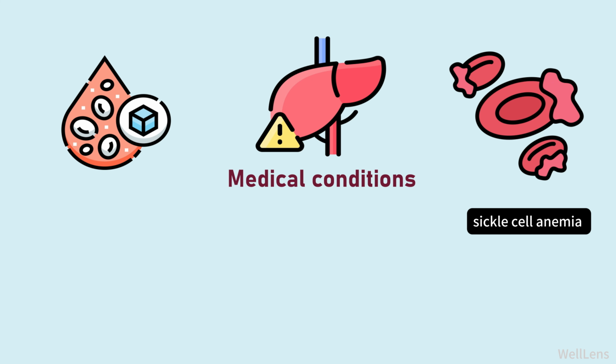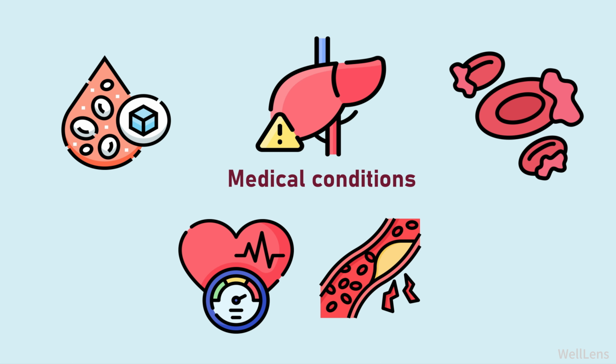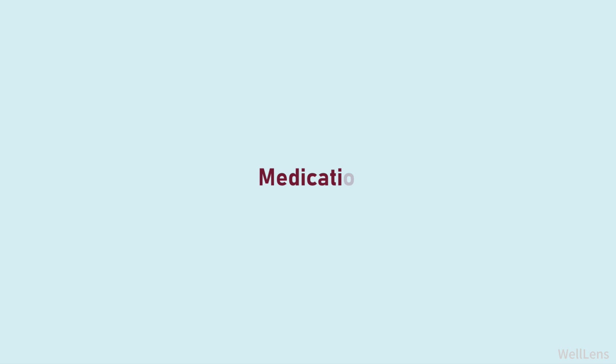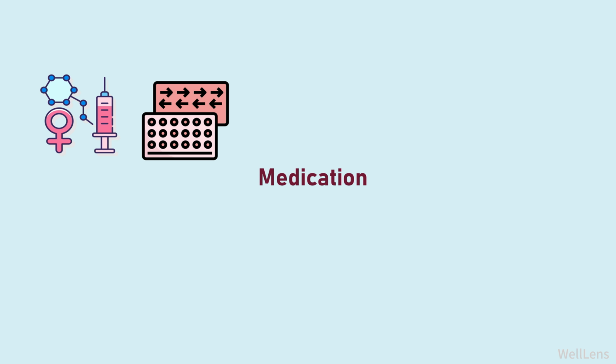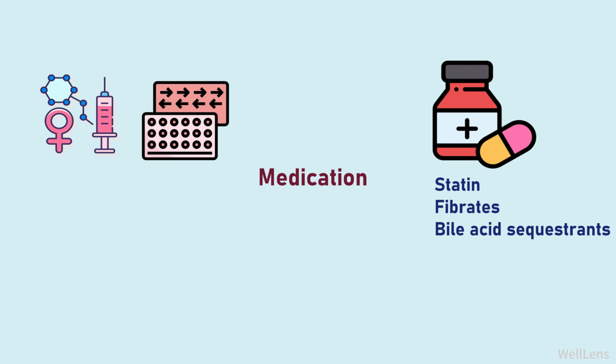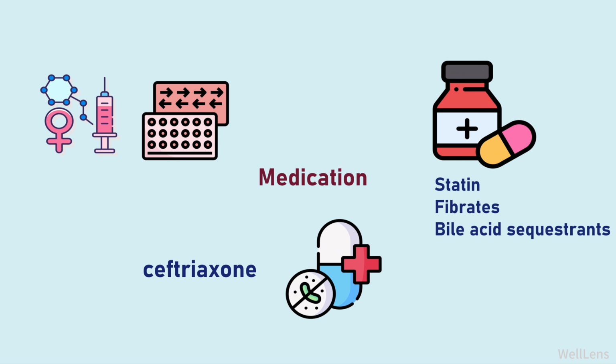Hemolytic disorders. Conditions like sickle cell anemia lead to excess bilirubin, increasing the likelihood of pigment gallstones. Metabolic syndrome. Conditions like high blood pressure, high cholesterol, and insulin resistance increase the risk. Medications and hormonal factors. Hormone therapy and birth control pills increase estrogen levels, which can raise cholesterol levels in bile. Cholesterol-lowering drugs: some medications increase cholesterol excretion into bile, raising gallstone risk. Certain antibiotics, such as ceftriaxone, can lead to calcium bilirubinate stone formation.